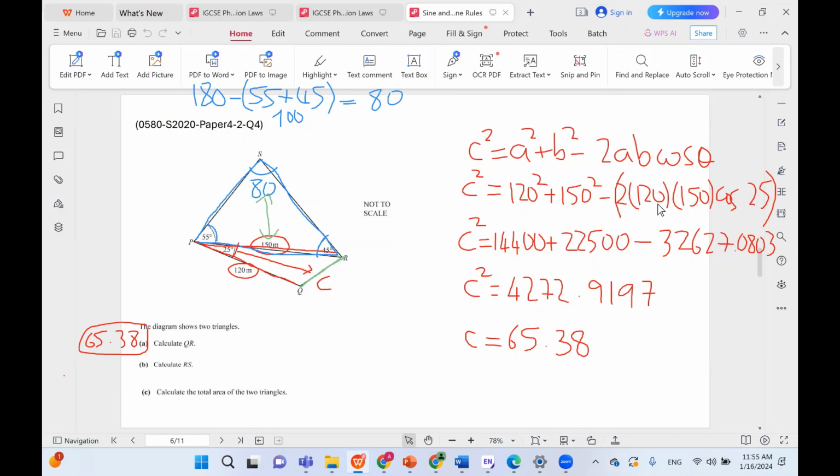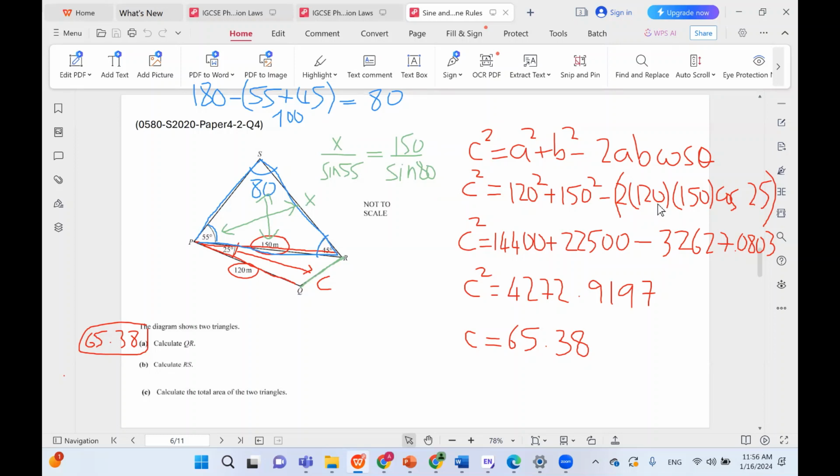So what we're going to do is start by writing the sine rule, given that we're trying to find RS. So let's just put X here and note to ourselves that this is opposite to the 55. So our rule becomes X over sine 55 equals 150 over sine 80. I just use every side and its opposite angle.